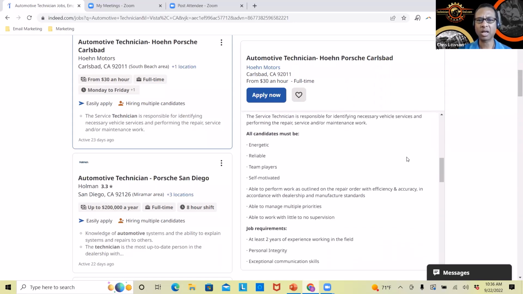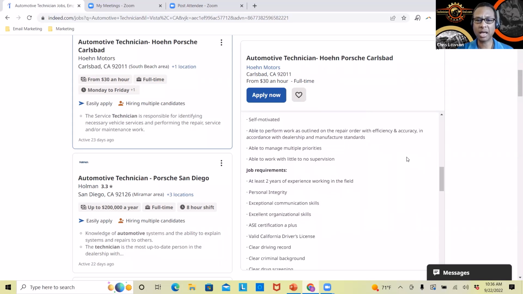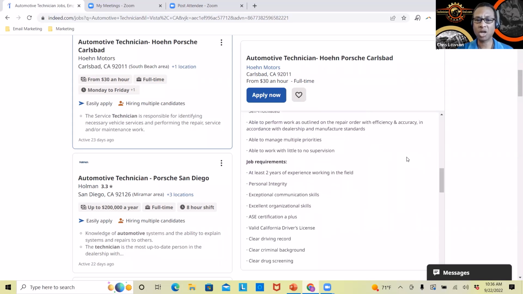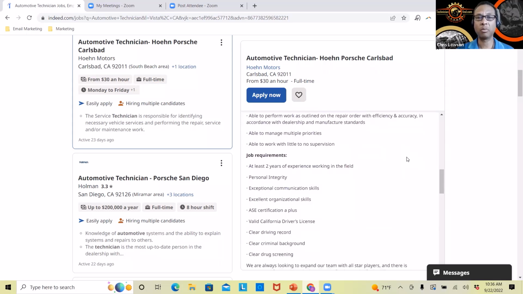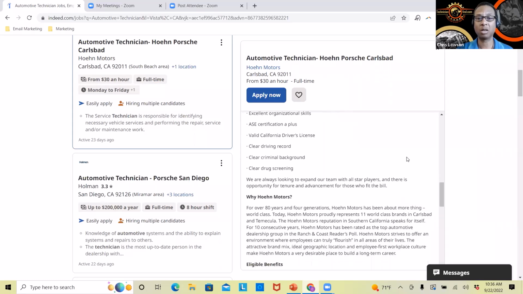Okay, and then here we go. "All candidates must be..." Okay, see, it's more what you've got to be. You must be energetic. You must be reliable. You must be team players. You must be self-motivated. Look, it's all about the dealer. It's all about them. Let's see if we actually get into any benefits at all. Job requirements. Okay, so it's more all about us. You must have at least 2 years of experience working in the field. You must have personal integrity. You must have exceptional communication skills. Look, it's all about them.